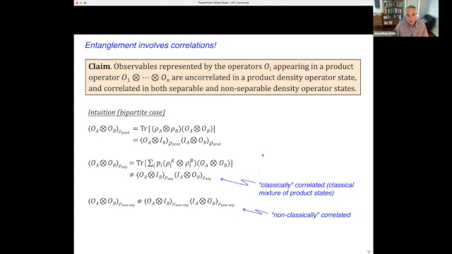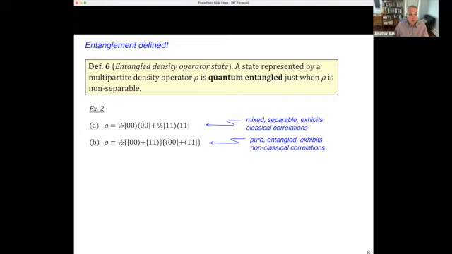This distinction between classical correlations in a separable state versus non-classical correlations in a non-separable state then motivates the standard definition of an entangled state. A state represented by a multipartite density operator rho is quantum entangled just when rho is non-separable. And here are two examples, maybe to make this definition a bit more concrete. In the first example, we have a mixed separable density operator state that potentially exhibits classical correlations. And in the second example, we have a pure non-separable and hence entangled density operator state that potentially exhibits non-classical correlations.